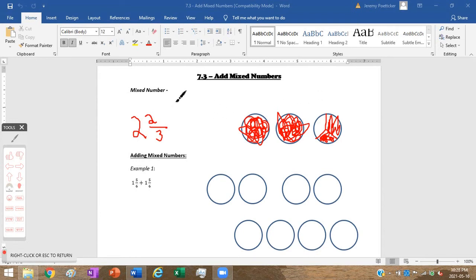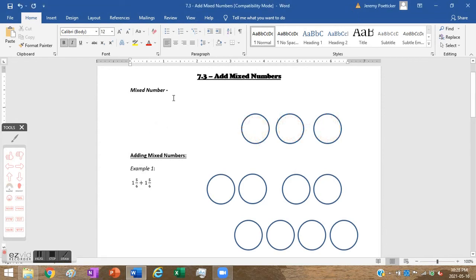Okay, so a mixed number is simply, we started with the example of 2 and 2/3. A mixed number is simply a number that consists of a whole number and a proper fraction. Proper meaning, of course, that the top number, the numerator, is smaller than the bottom number, the denominator. All right. So let's talk about adding these things.